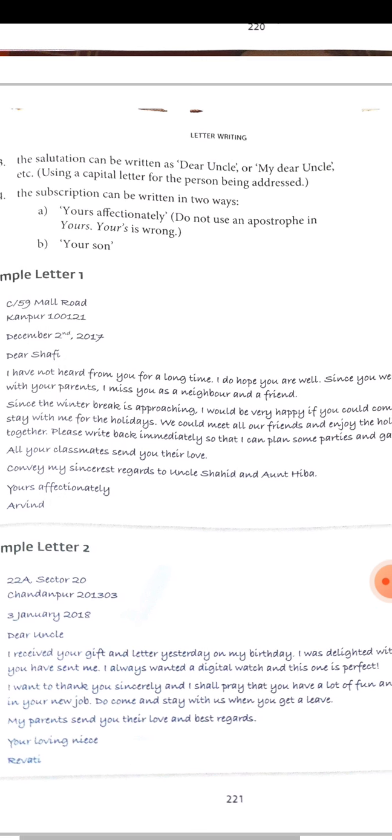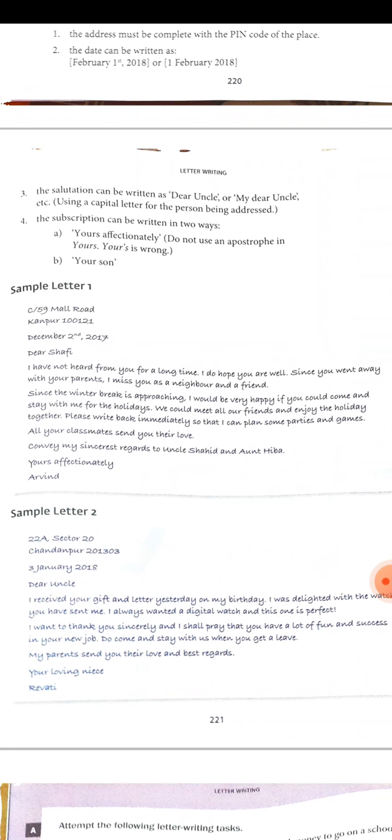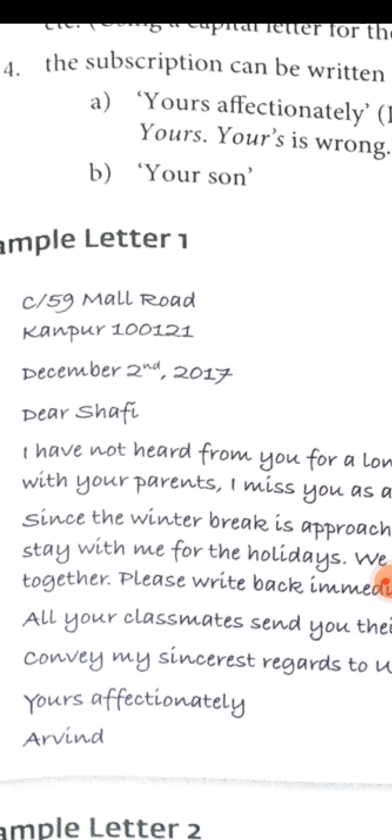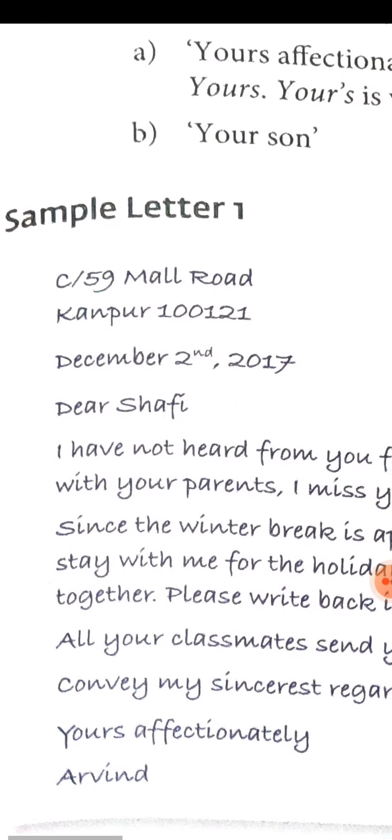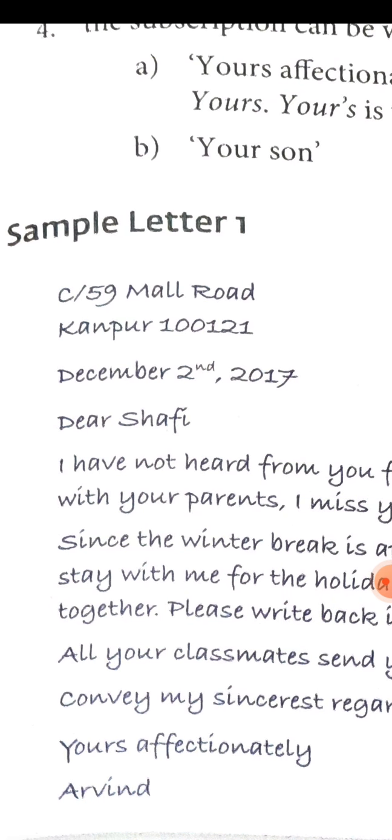Now here is a sample letter. The address is written on the top left, then the date is written. You can see how the date is written. The address is written C by 15 Mall Road, Kanpur, and then the pin code is written, and the date is written as December 2nd, 2017. So you can write the date in this format, and then you will write your salutation. Dear Shafi. You have to put a comma also after that, dear Shafi, and then comma.